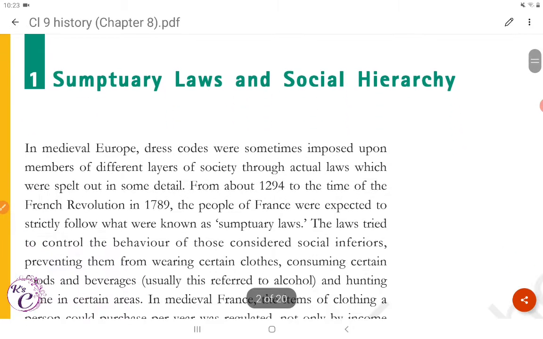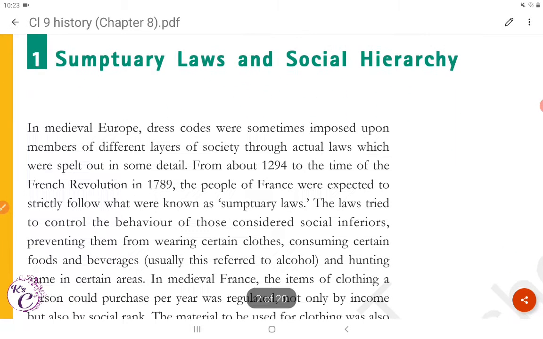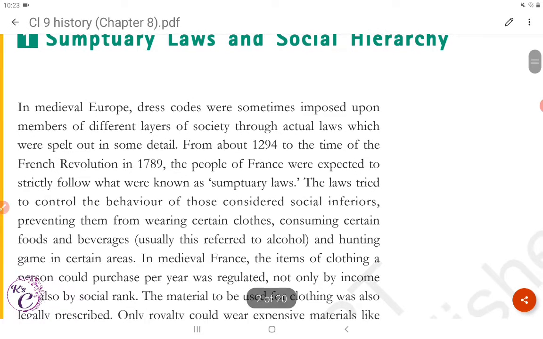Number 1. Sumptuary laws and social hierarchy. In medieval Europe, dress codes were sometimes imposed upon members of different layers of society through actual laws which were spelled out in some detail. From about 1294 to the time of the French Revolution in 1789, the people of France were expected to strictly follow what were known as sumptuary laws.